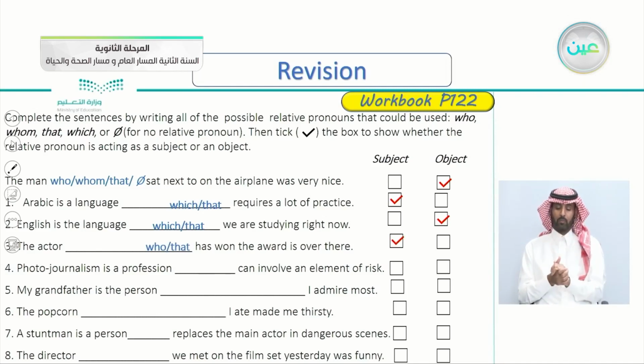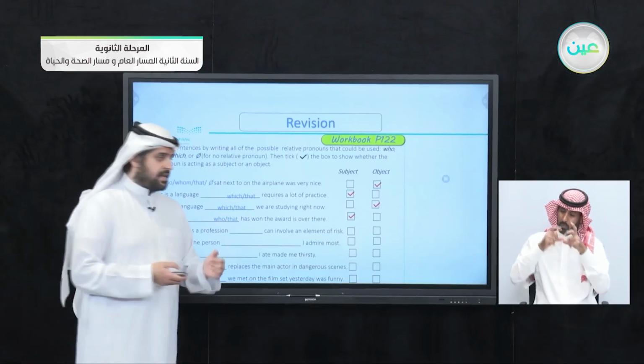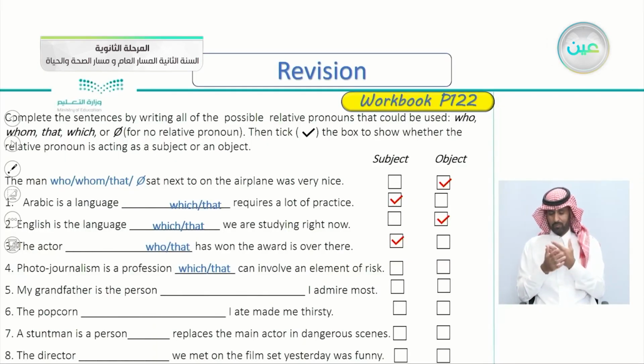Number 4, photojournalism is a profession that can involve an element of risk. So we're talking about photojournalism. Photojournalism, which is a thing, yes, which or that, can involve an element of risk. So is it a subject or an object here, the photojournalism? Excellent, it is a subject.